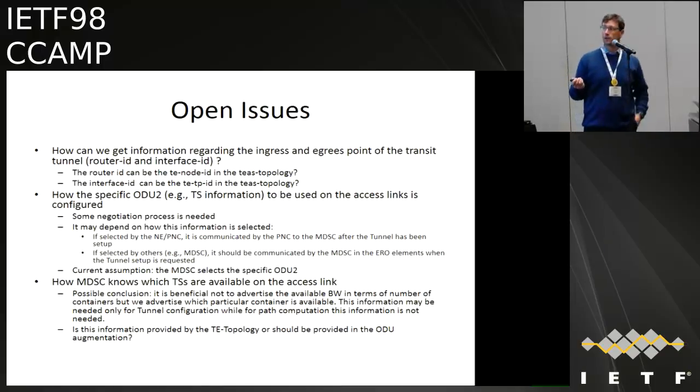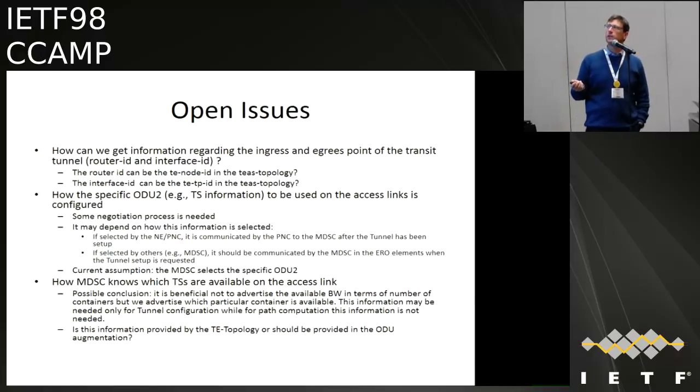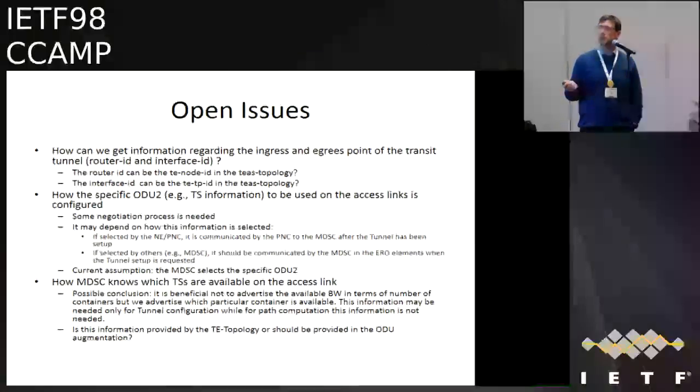So when we look at the ERO element, how much time do I have? Minus one. Okay, so in the tunnel model, the ERO is saying router ID, interface ID. In the T topology, we don't have router ID and interface ID, so how do we get this information? We have an assumption: the router ID is the T node ID, and the interface ID is the TTP ID, but we have to validate that with the authors of the drafts.